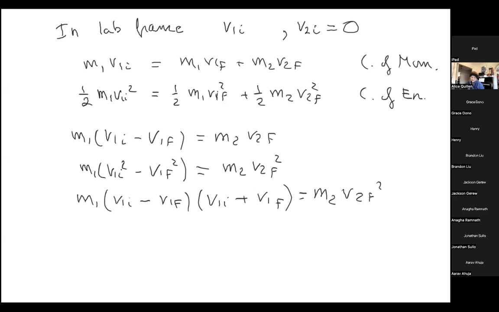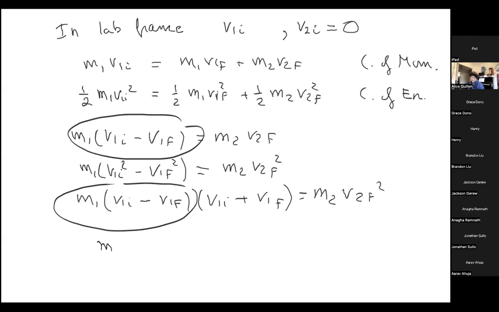And then you can see this is equal to this. So I can write this as m2 v2f times (v1i plus v1f) is equal to m2 v2f squared. And then this cancels, and one of these cancels. If I substitute back into the first equation, I can solve for v1f, and then use that to solve for v2f. So that's the final velocities for the two masses.